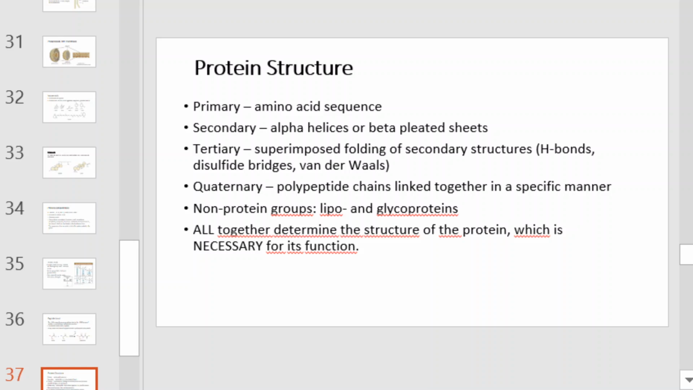Finally, in quaternary structure, polypeptide chains are linked together in a specific manner, oftentimes with prosthetic groups that add unique behaviors to the protein. In protein architecture, we will sometimes find non-protein groups that are either lipids or carbohydrates, which make lipoproteins and glycoproteins. Altogether, protein structure determines the behavior and function of the protein.